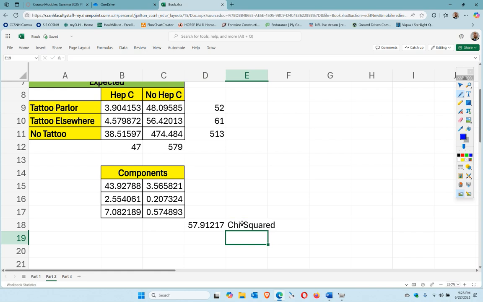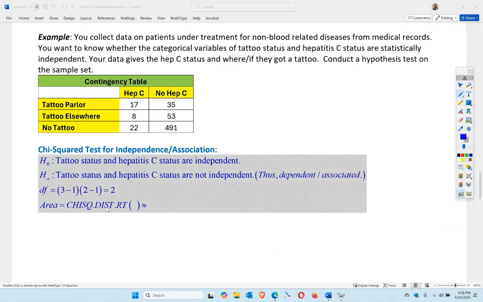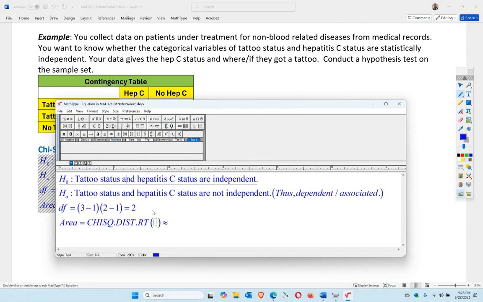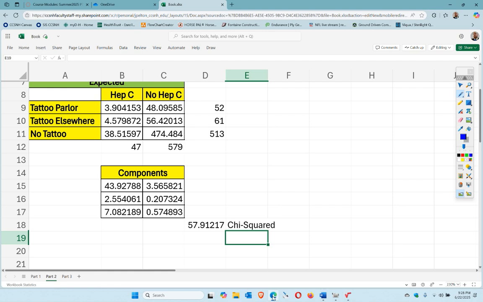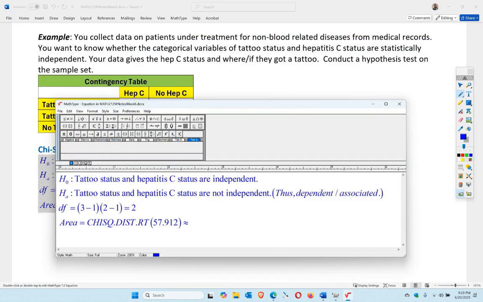Right, so 57.9121, whatever it is, right? Okay, so we go back to here. We need to do 57.91, I think is what it was. Let me go back. 57.9121, comma 2, right? Because that's degrees of freedom there. Okay. Let's go back to our spreadsheet.